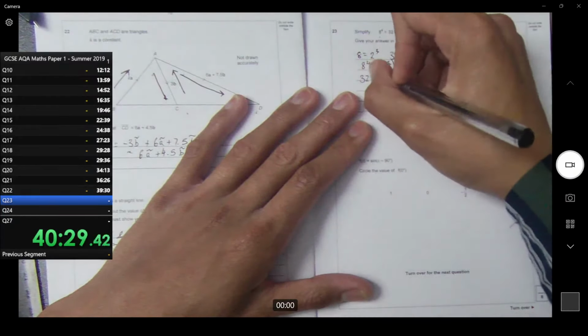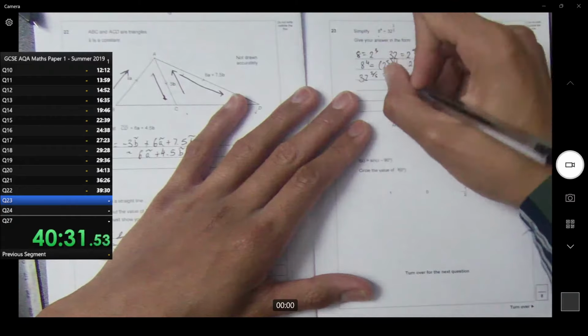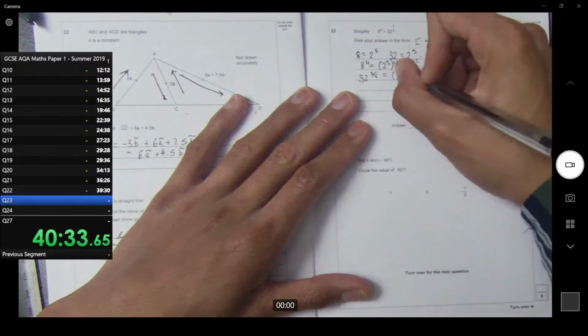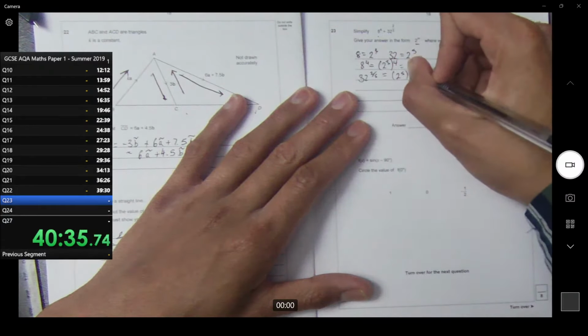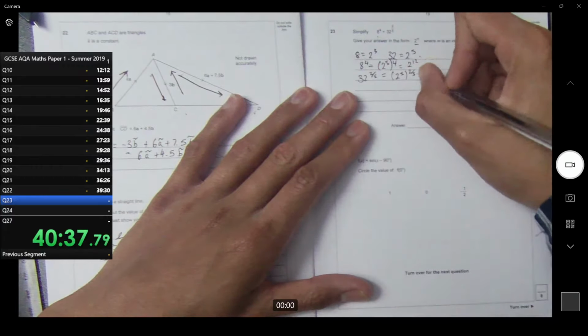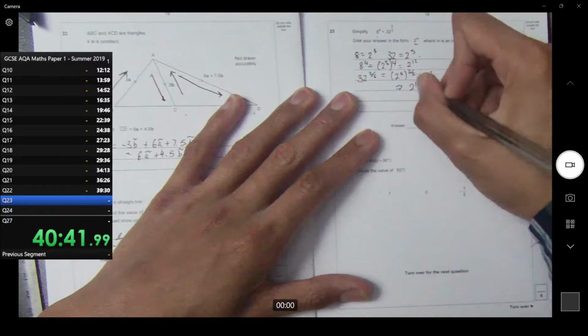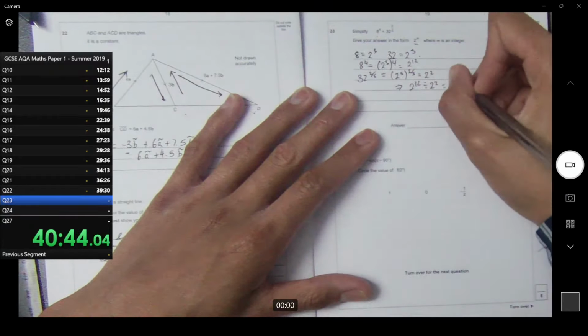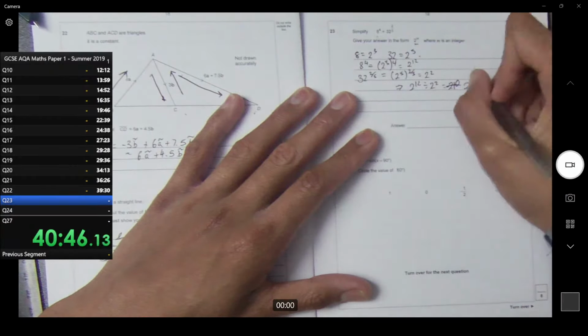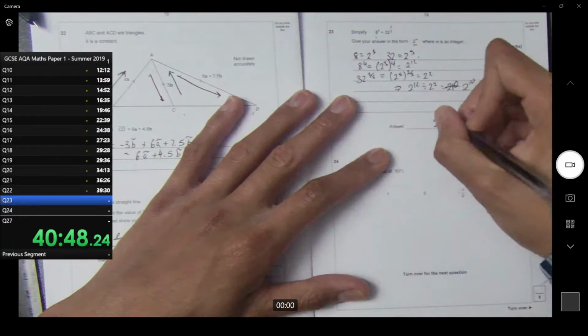32 to 2 in the fifths. That would be, yeah, there we go. 2 to the power of 10.